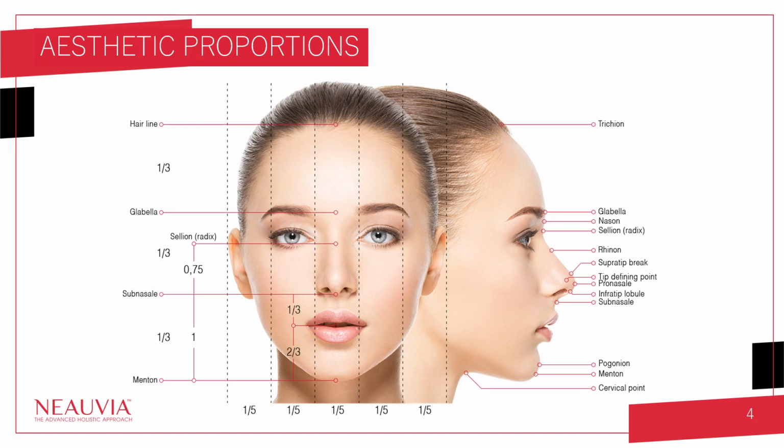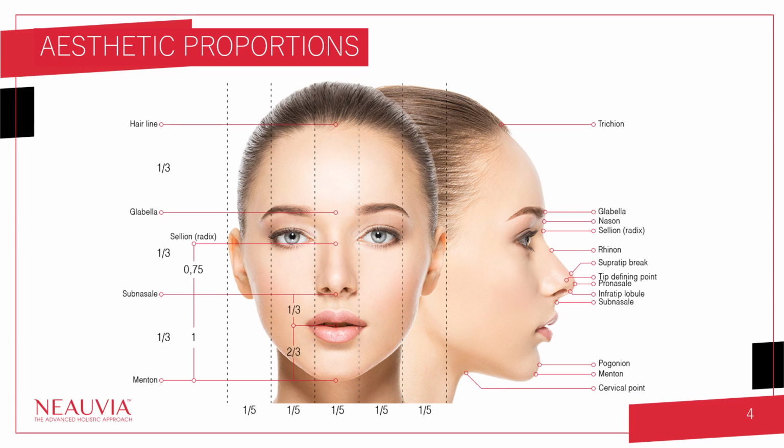We start by saying that the face is divided into horizontal thirds. The upper third extends from the eyeline to the glabella, the middle third from the glabella to the subnasal, and the lower third from the subnasal to the menton. These facial thirds are rarely equal in size.